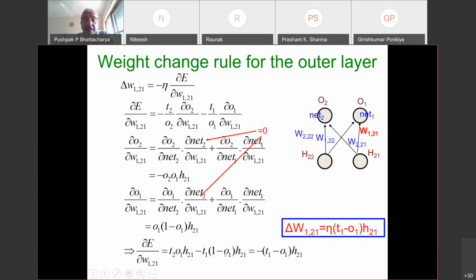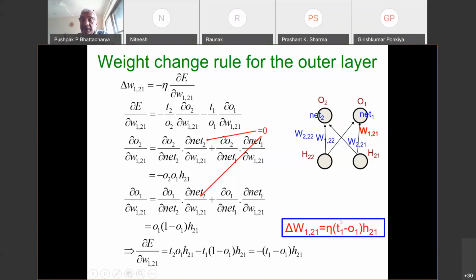Now 1 minus O1 is nothing but O2 because O1 plus O2 is equal to 1. So T2 O1 H21 minus T1 O2 H21. This is a difference of the cross products. So it will give me minus (T1 minus O1) H21. So the change in weight will be, with minus and minus cancelling, eta into (T1 minus O1) into H21.